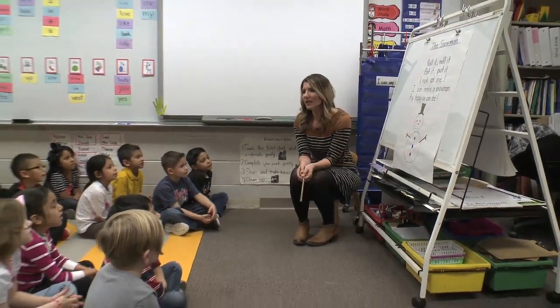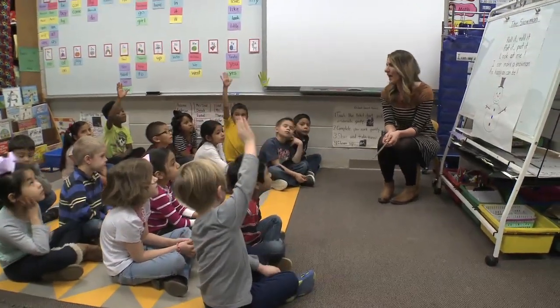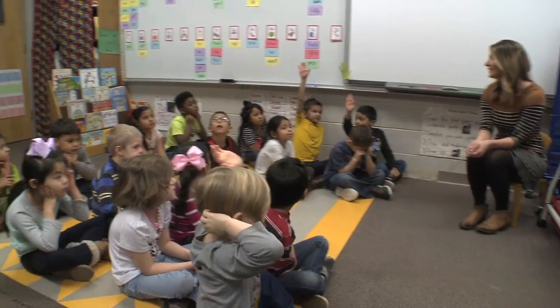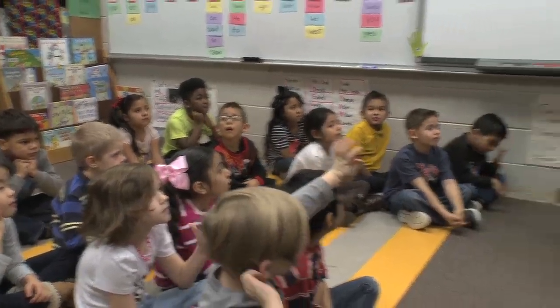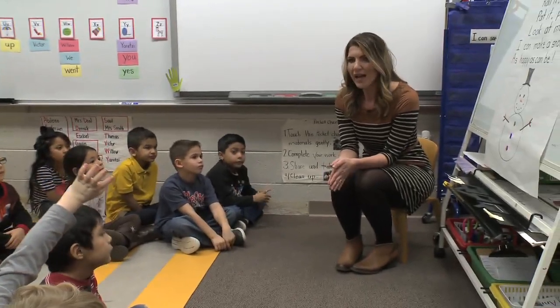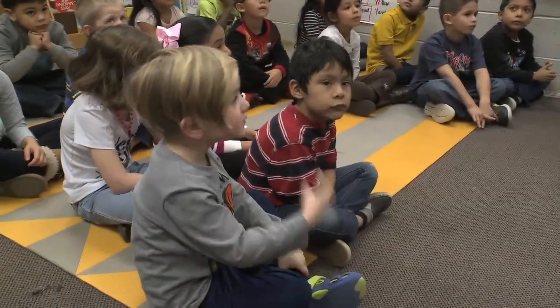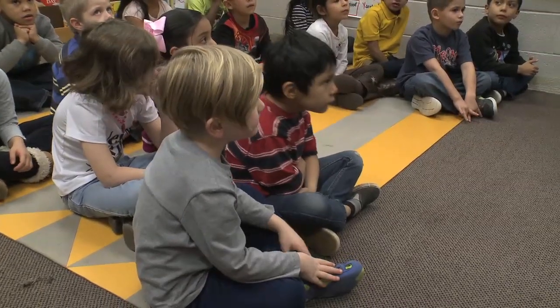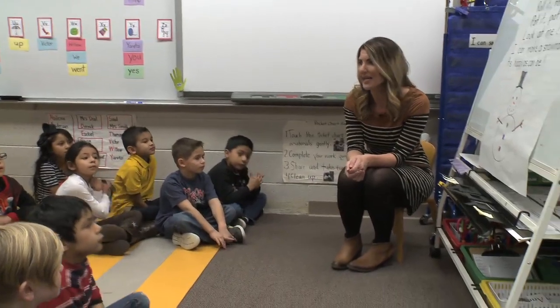So let's think about what is happening in this poem. What is this poem about? Derek. Snowman. Okay, so we know that there's a snowman in this poem, right? Yes. What else is happening in this poem, Thomas? A boy is making a snowman. So Thomas says that he thinks there's a boy that is making a snowman.